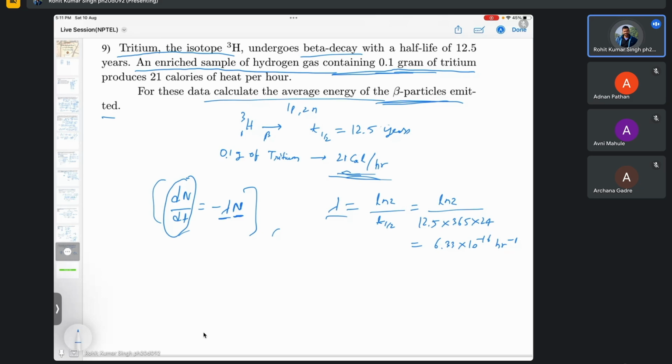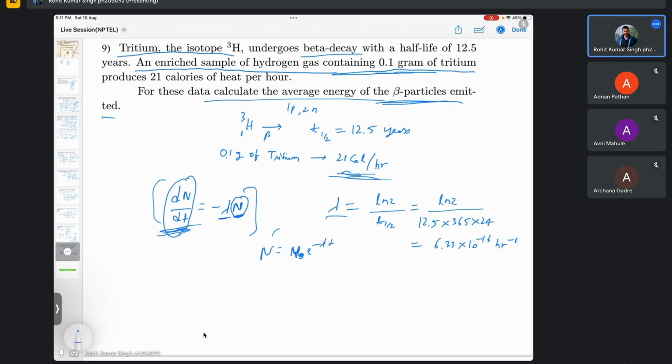So we have to calculate this number, I mean N. Any idea how to do that? So we solve the differential equation? No, because we want to find the rate, right? So we can use N equals N naught e to the power minus lambda t. Can we use that for beta decay?